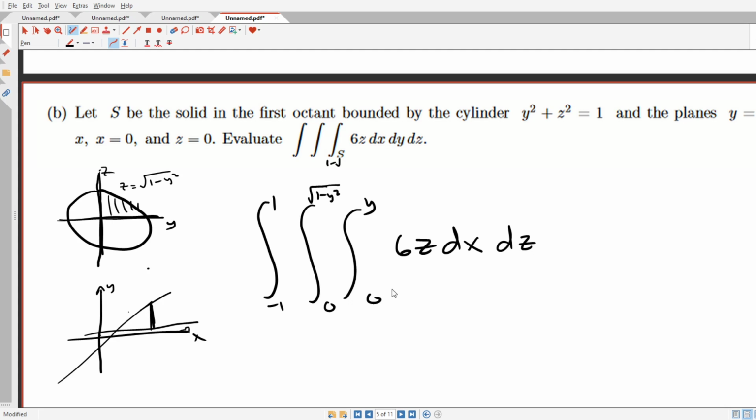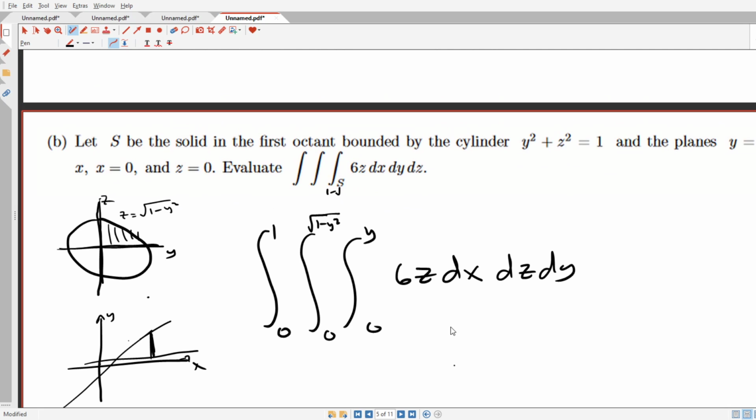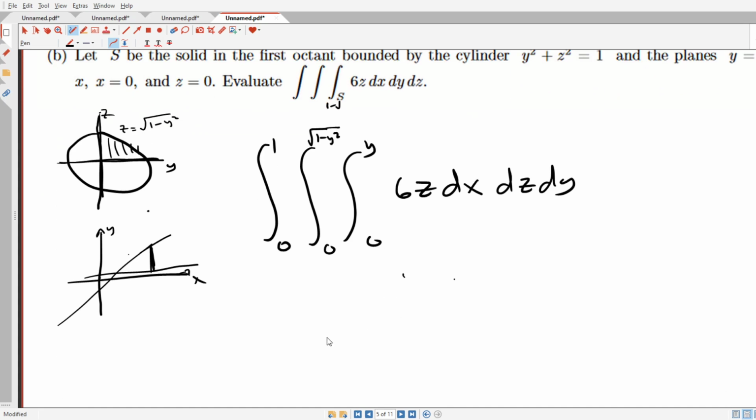Okay, let's see if I get this right. I'm going to say this is from 0. It might be from 1. But this is a very strange domain. Would it be easier to change coordinates? No, it might be. What would that look like? We'll see.